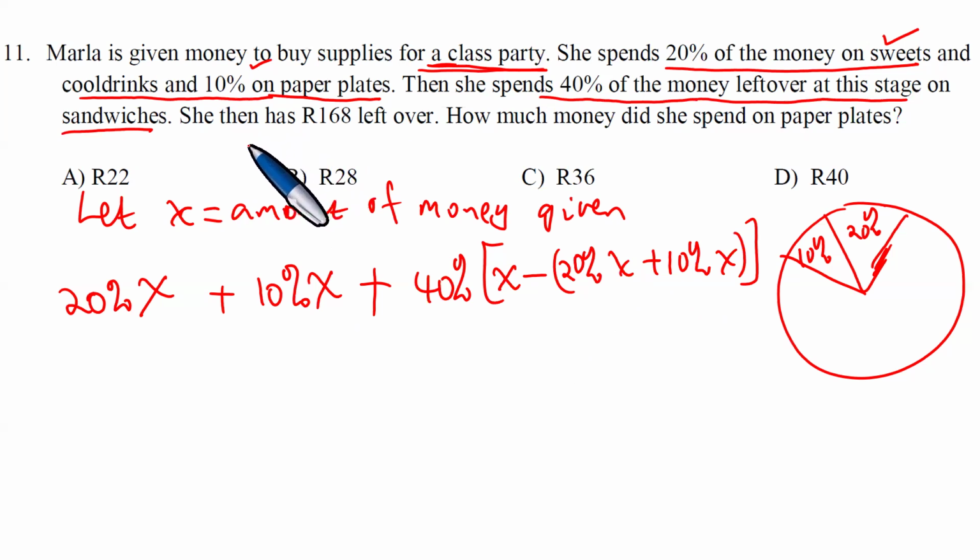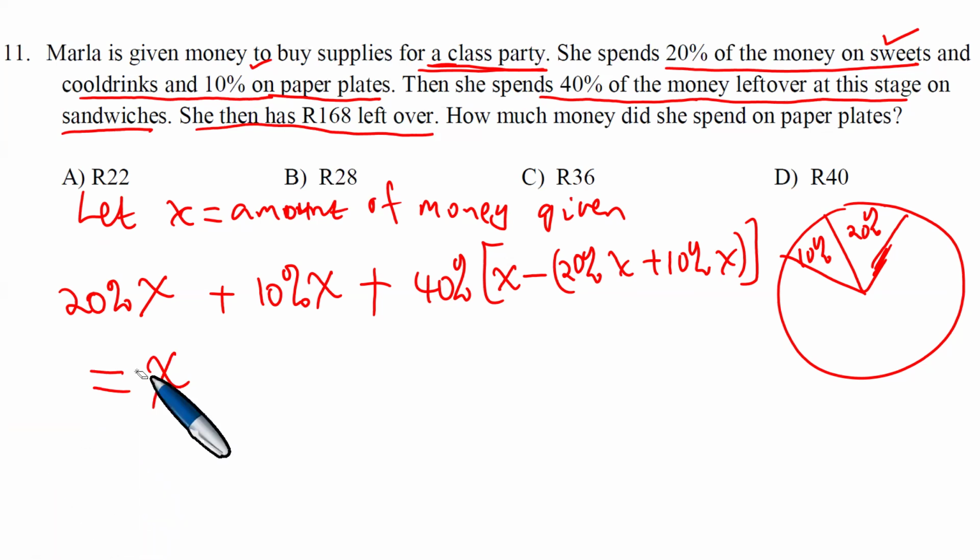So in other words, after she has done all these things, she has 168 Rand left over. What does this mean? She used all these particular percentages of the money, but after having used all this money, 168 Rand was left over. From the money that was given, because she was given X, she used every single bit, but 168 Rand was left.